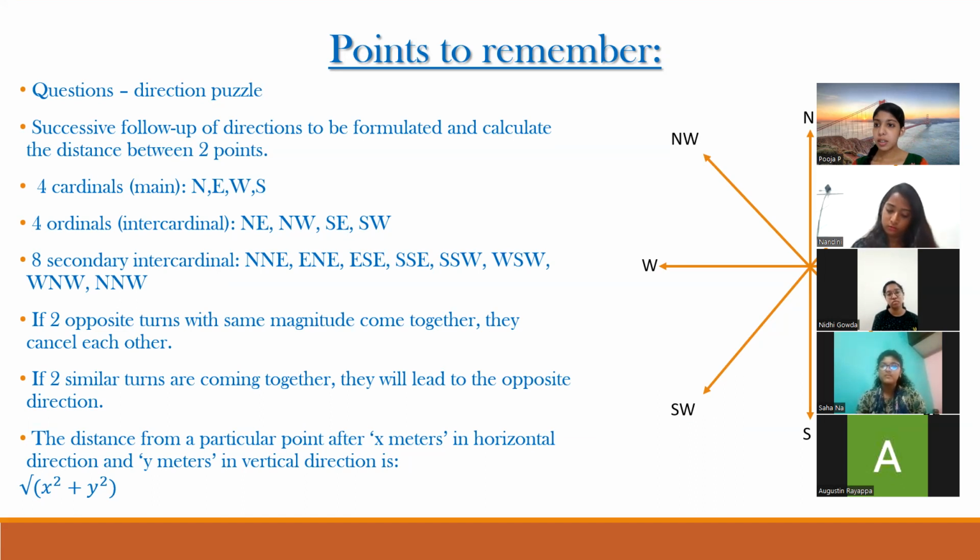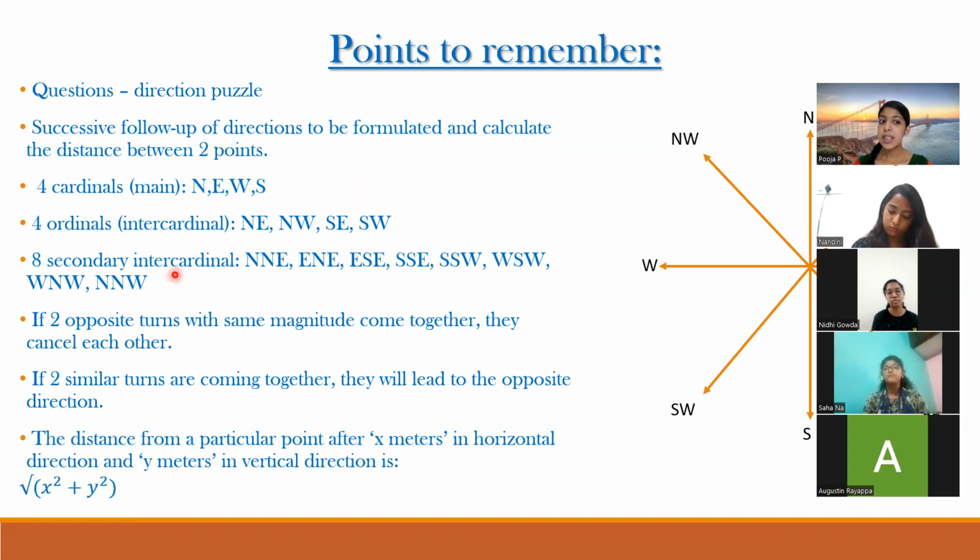Coming to the cardinals, that is nothing but the four main points of the compass: north, east, west, and south. We have something called ordinals or intercardinals. These are northeast, northwest, southeast, and southwest. So these, I think, are the basics which are represented here on the screen. I hope you are fine with that.